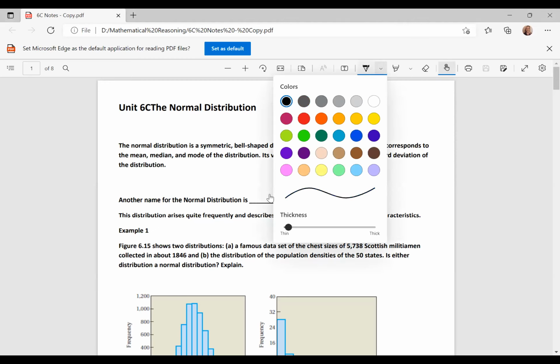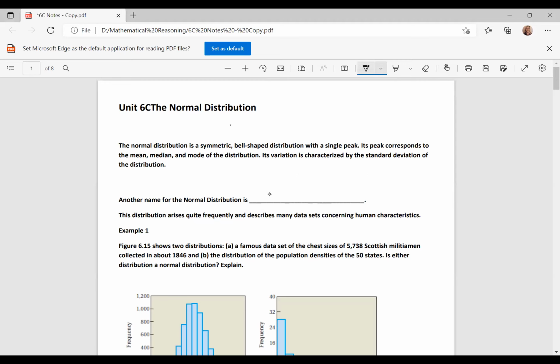And so the normal distribution is symmetric, which means it's about the same on the left as the right. If you fold it in half, it's going to be on top of each other. It has a bell-shaped distribution with a single peak. Its peak corresponds to the mean, median, and mode of the distribution, and its variation is characterized by the standard deviation of the distribution. Another name for the distribution is the bell-shaped curve.